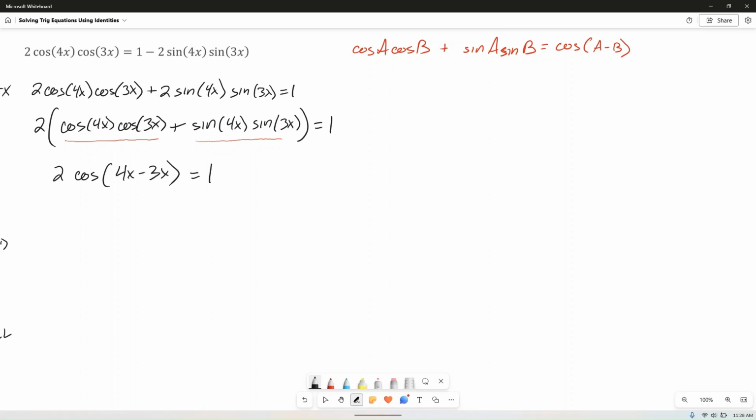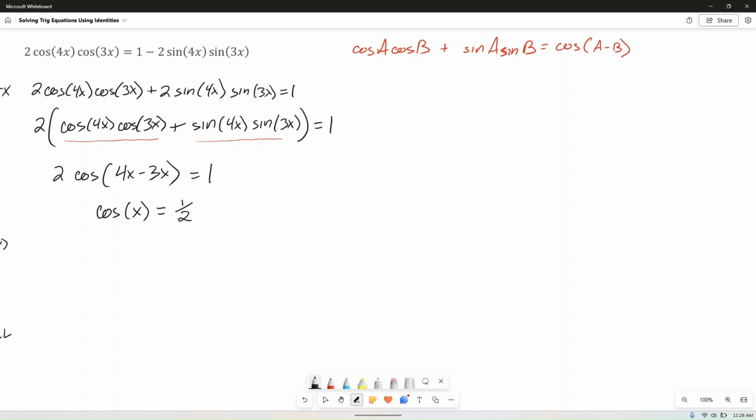So I've taken this big, long expression and reduced it down using our sum and difference identity to a single cosine expression, which I can simplify. To take it to the next step, we can divide both sides by 2, and we can subtract the 4x and the 3x. The cosine of 4x minus 3x is just x, and so that is now going to equal a half. So cosine of x is equal to a half.